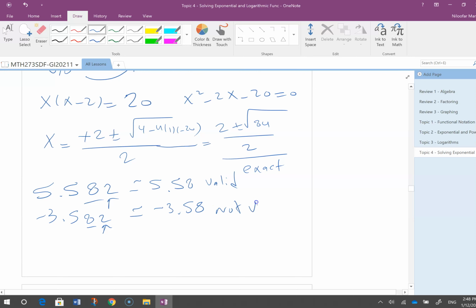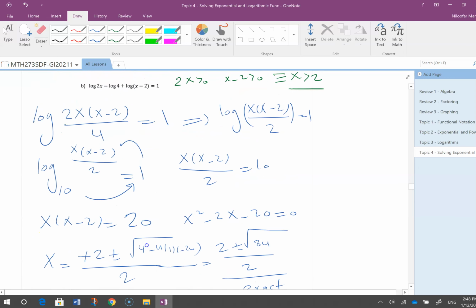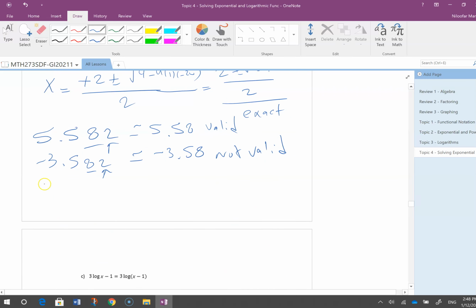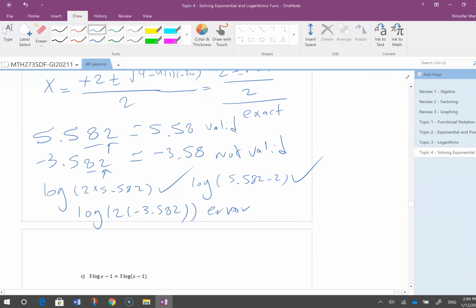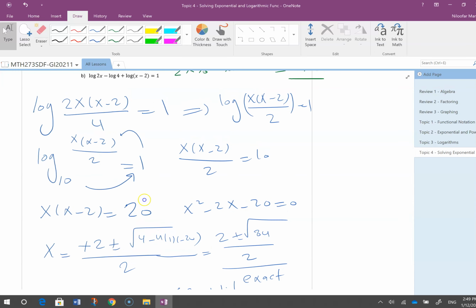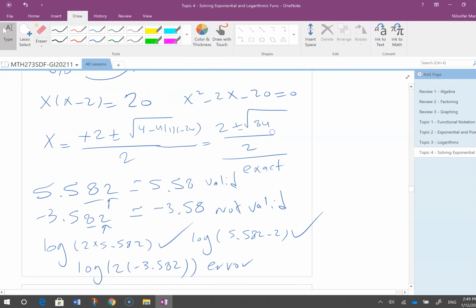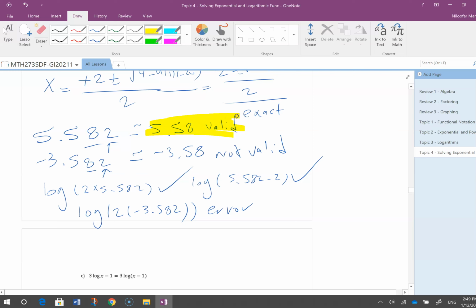This is not valid. Why? Because I check the logarithm x, logarithm 2x, and x minus 2. So log of 2 times 5.582 is valid, and log of 5.582 minus 2 is valid, but log of 2 times minus 3.58 gives me an error, because the logarithm of a negative is not defined. So if I have an equation like this and I am looking for x, this is the valid answer.